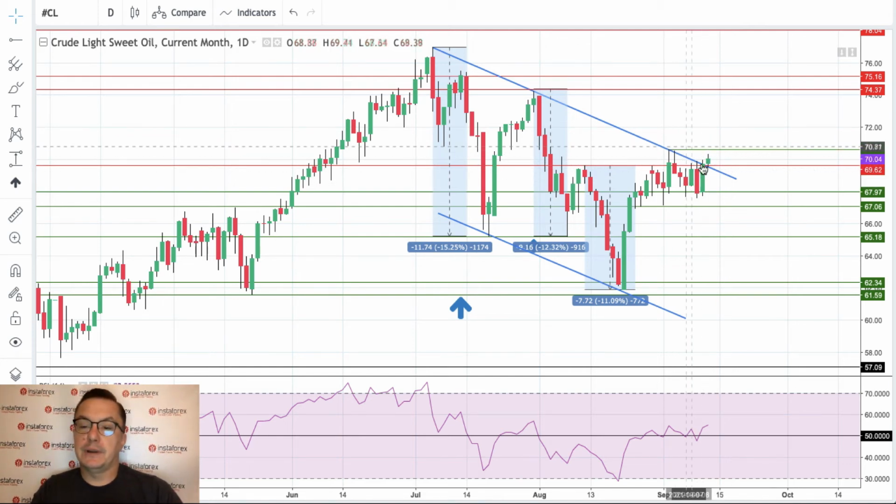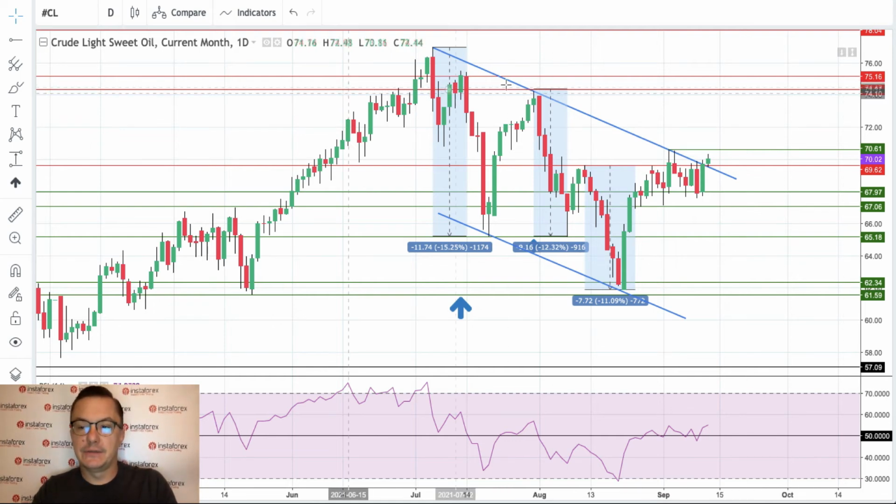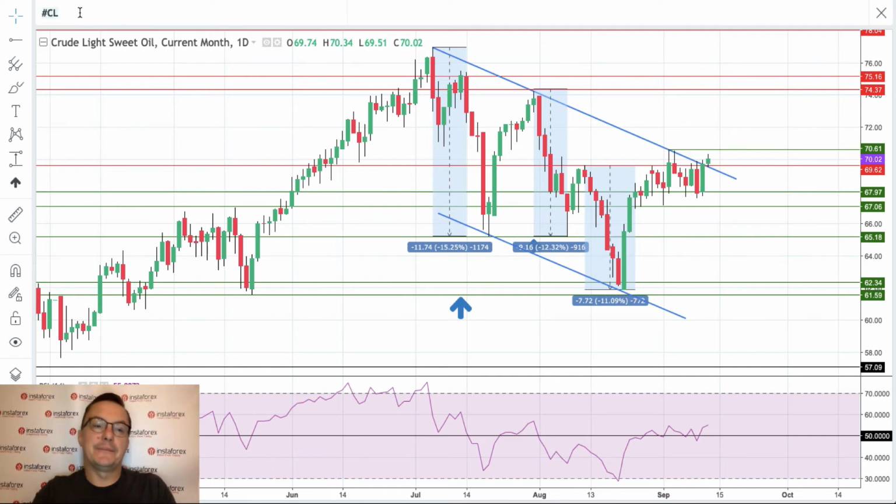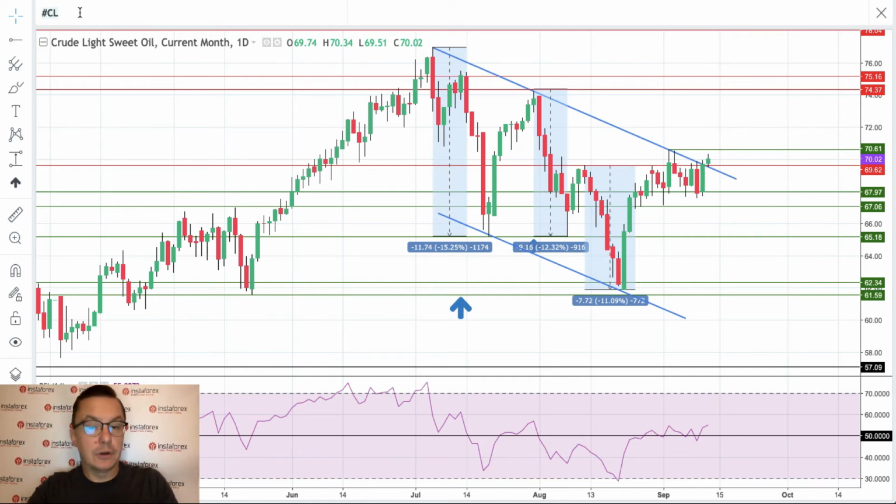It looks like the breakout above this upper channel line is valid, is solid, and we should see further market move continuation towards 74.37 as the extension of this move from 62.34. Okay, so please keep an eye on 67.97 technical support, 67.06 technical support, and of course if those supports hold, then we can assume that the price of crude oil will go higher towards 74.37, 75.16. Okay, so that's the picture of the crude oil. Very straightforward, nothing big to deal with here.